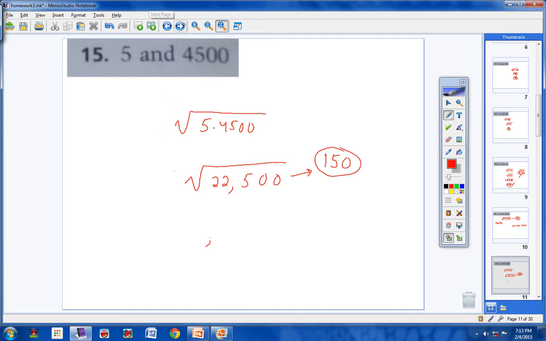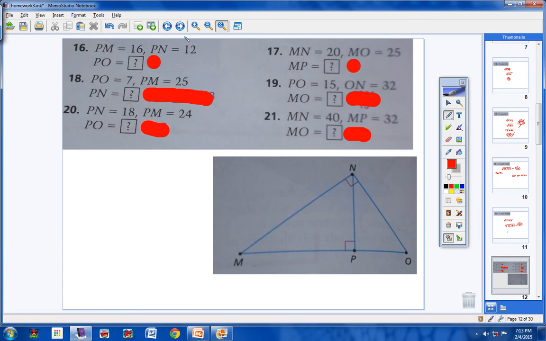Alright, moving on to numbers 16 through 21. We're going to use the figure at the right to find the indicated length. So here we go. Are you ready? If I go too fast, just pause the video. Here we go. PM is 16, so I'm going to put a 16 right here in this line. PN is 12, so this line right here is 12, and we're looking to find PO.